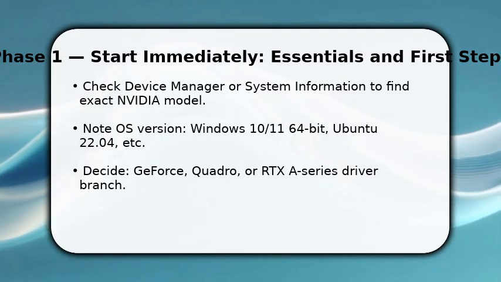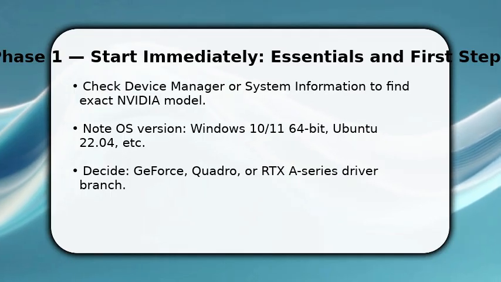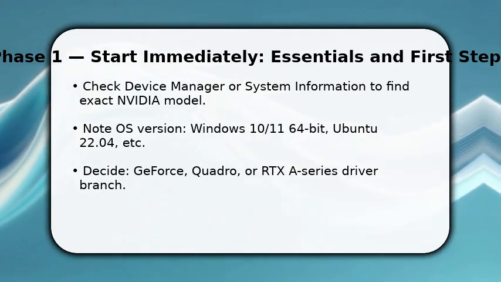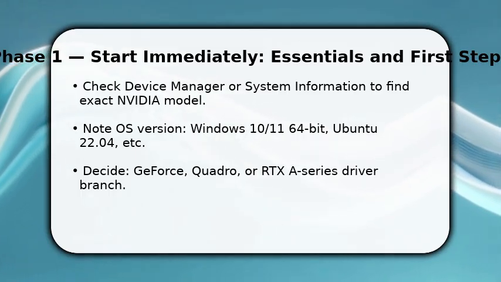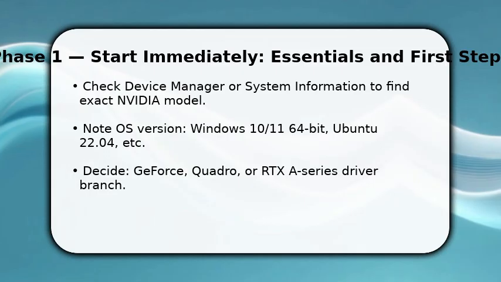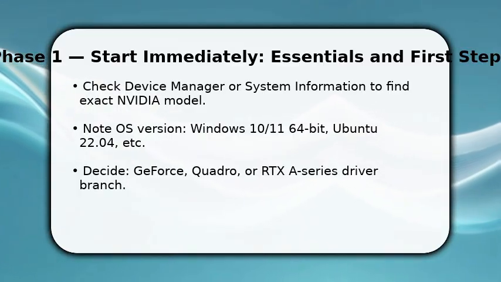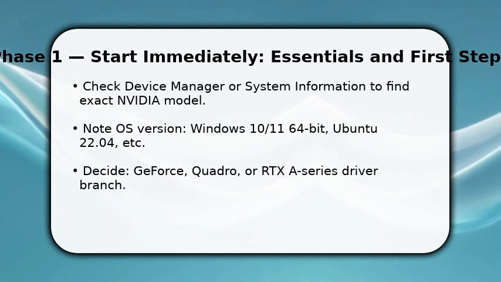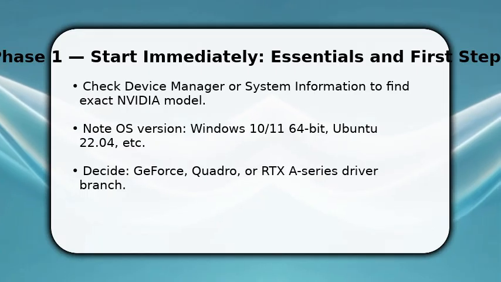You start by identifying your hardware and operating system. This determines the exact driver package you need. Open Device Manager or run lspci, note the Nvidia model and memory size, and confirm 32 versus 64-bit OS. Once done, choose the correct driver branch, GeForce for gaming, Quadro/RTX for workstation cards, because installer compatibility matters. Make sure to record the GPU name and OS build. This saves time when searching and prevents installing an incompatible driver.